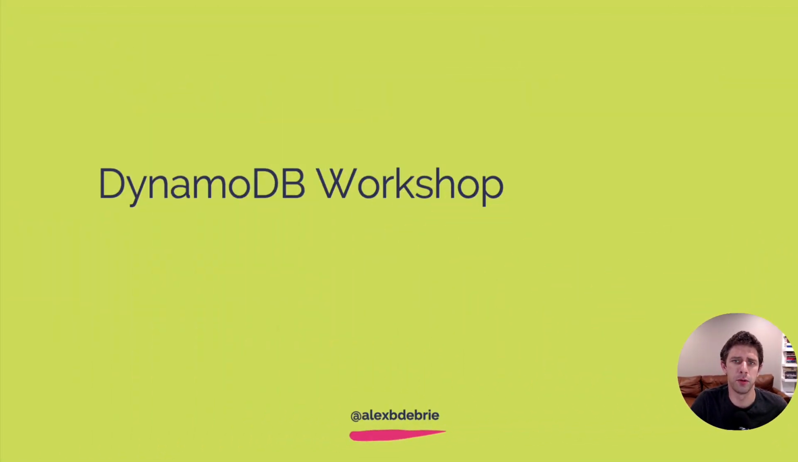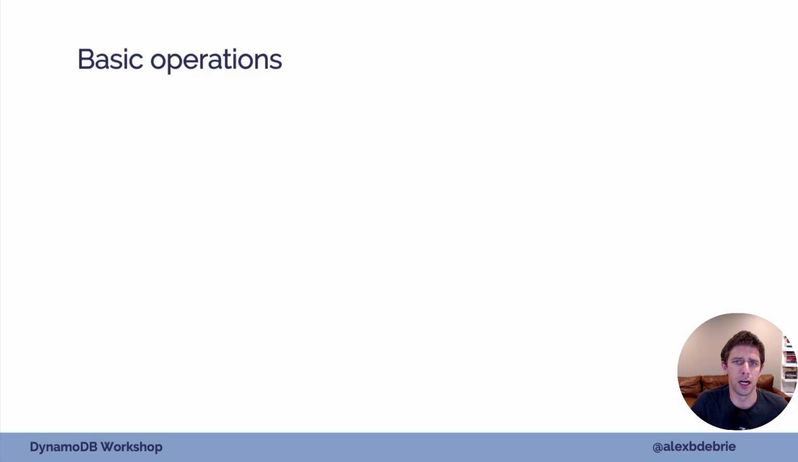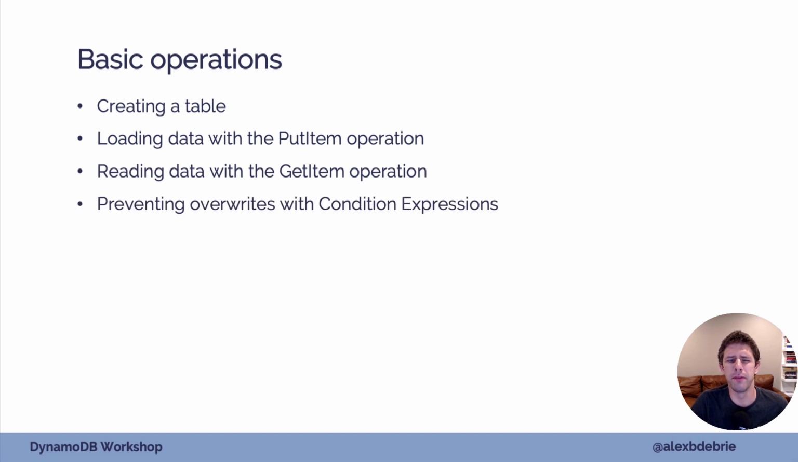So this is the DynamoDB workshop. This is part one, which is going to be focused on basic operations. There are 5 things I want to be talking about in this workshop. First of all, we're going to start off with creating a table. How do you create a table in DynamoDB? What do you need to specify? Second, we're going to write some data into our table using the put item operation. Third, we'll read that data back using the get item operation. Fourth, we'll prevent overwrites on existing data using condition expressions. And then finally, we'll delete that DynamoDB table.